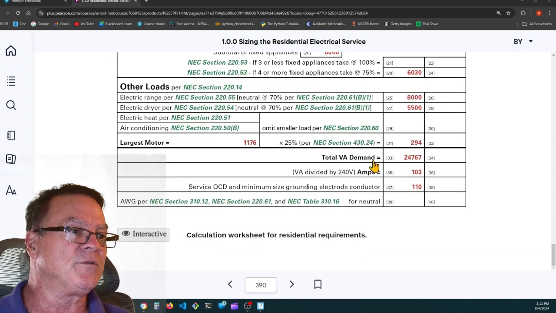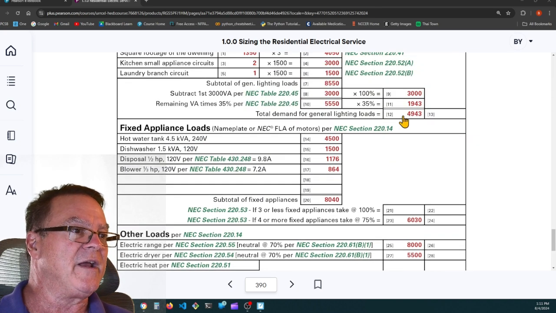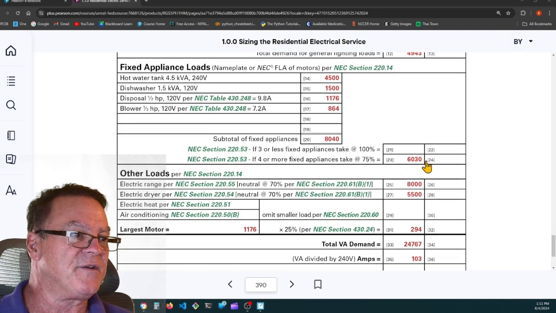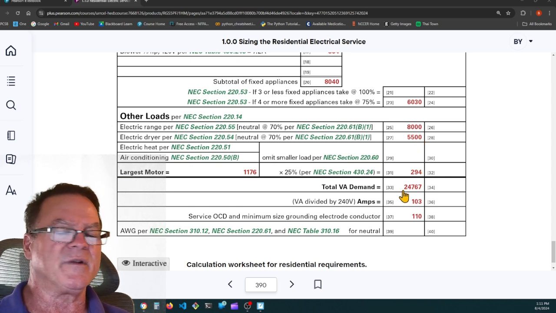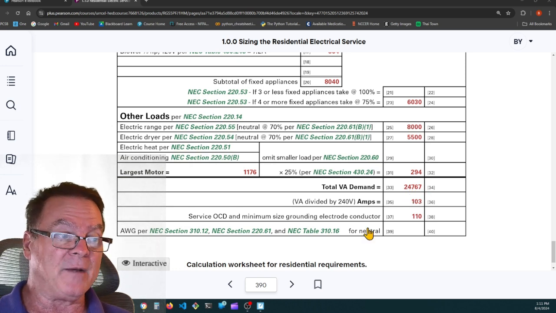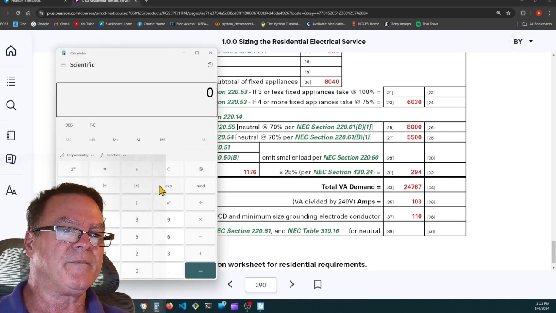So the total volt amp demand, we added everything together. We added the 4,943 with the 6,030, 8,000, the 5,500 and the 294. And I'm not going to check their math. I'm going to take it on faith that it's 24,767 volt amps.